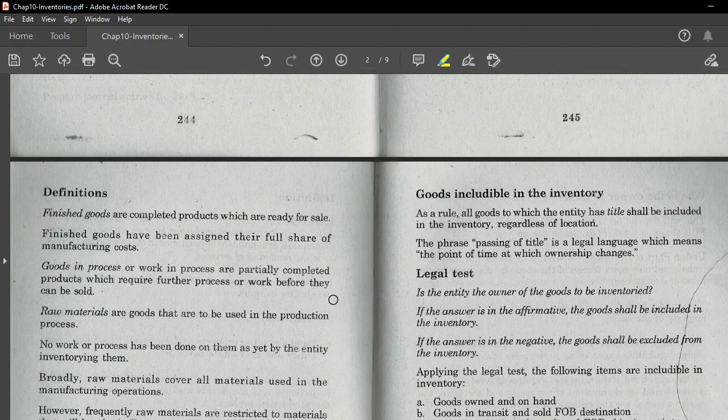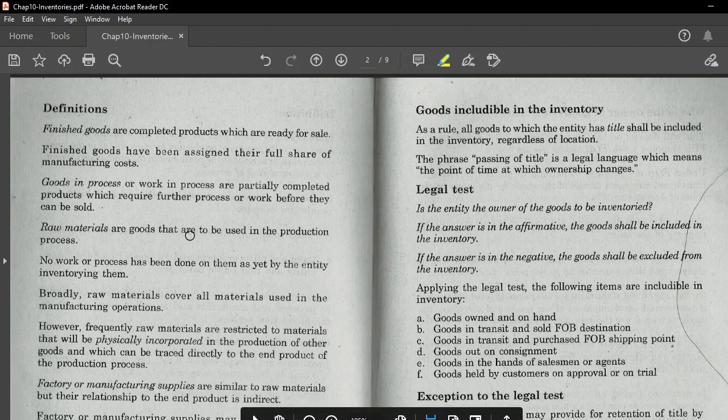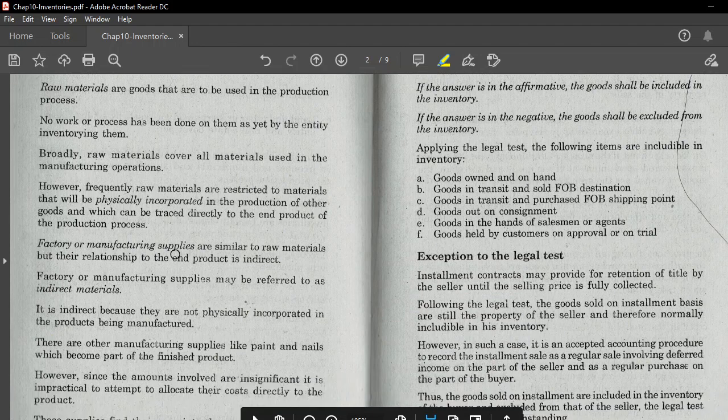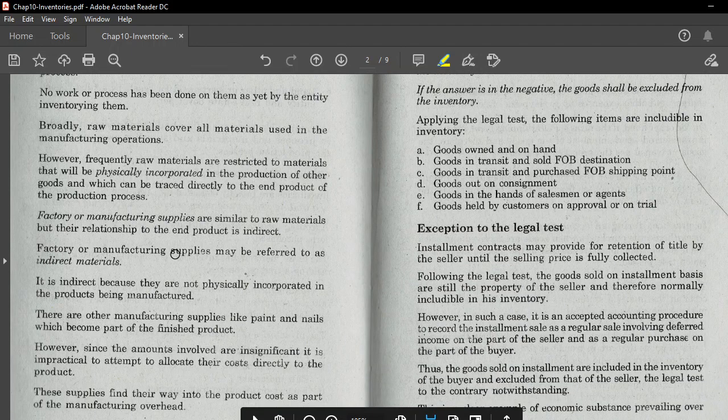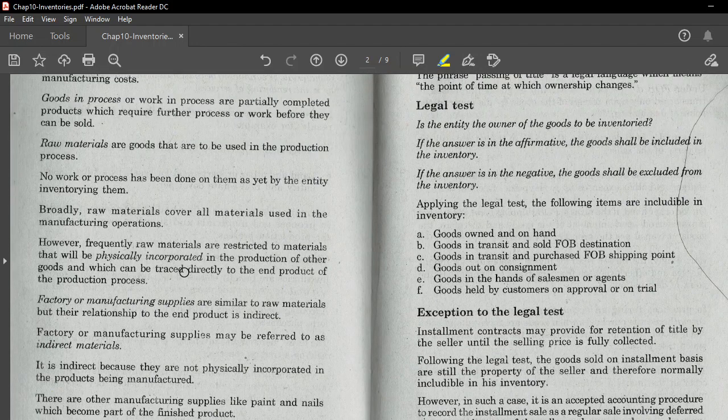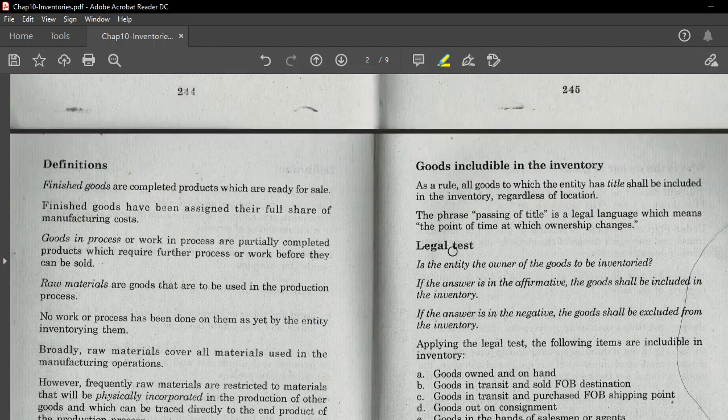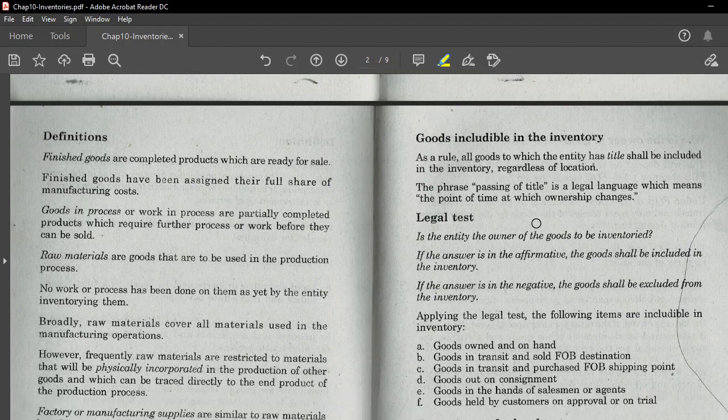And actually, kato kong mga gipang-ingon, andito yun. Andito lang din yun. So, but I think, I presume na nabasa ninyo siya. So I think it helped ang explanation na akong gihatag. Now let's have this goods includable in the inventory. As a rule, all goods to which the entity has title shall be included in inventory regardless of location.